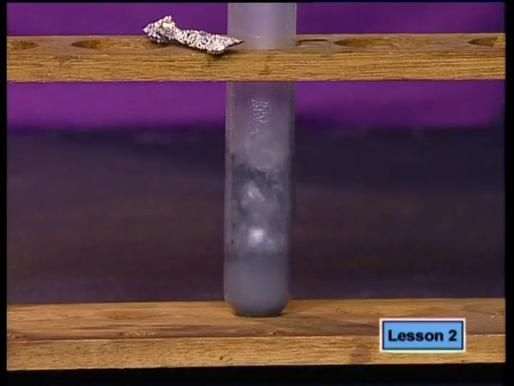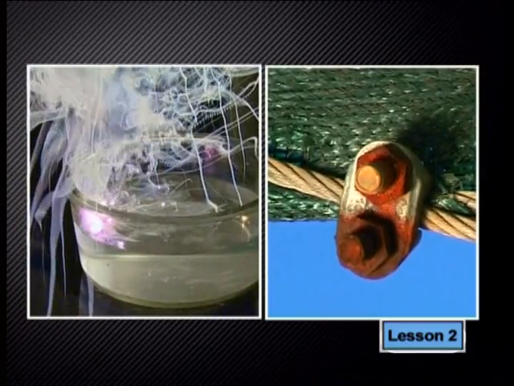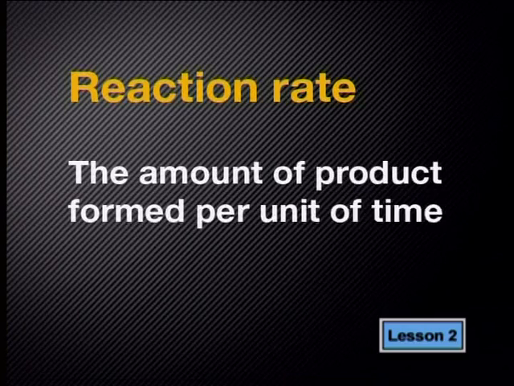For effective collisions to take place, particles need to have just enough energy, and they need to collide at just the right angle. For some reactions, the products form quickly, while in other reactions, it may take a long time. We say that the rate of reaction is different for these reactions. We define the term rate of reaction as the amount of product formed per unit of time.